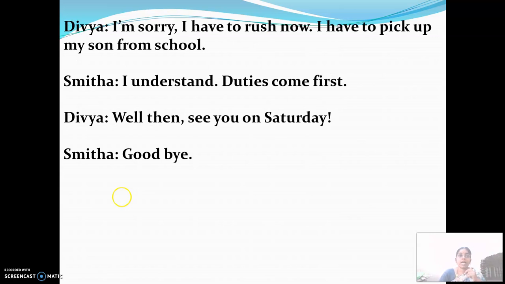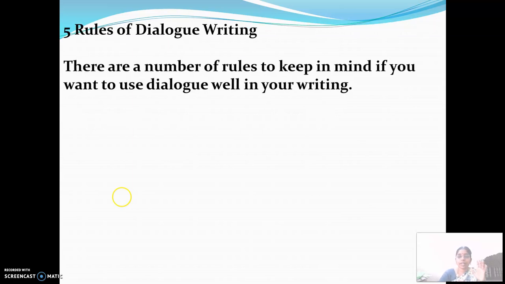Now Divya says: I'm sorry, I have to rush now. I have to pick up my son from school. And Smita said: I understand. Duties come first. Divya said: Well then, see you on Saturday. Smita also said: Goodbye. So that is the end of the conversation in your composition. But you have to learn more about dialogue writing. Shall we? Now, there are 5 rules of dialogue writing.